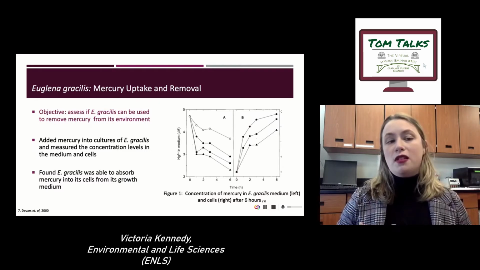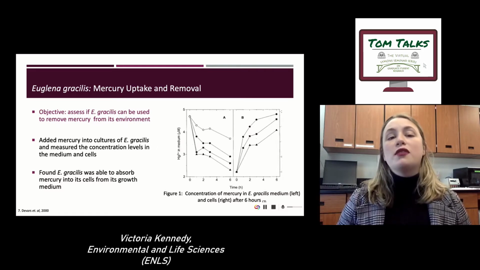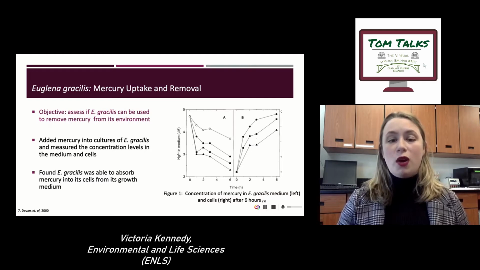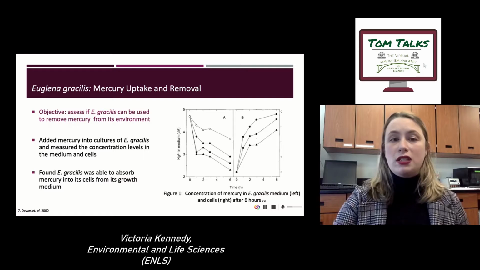Back in 2000, research was done to see whether or not Euglena was actually able to remove toxic metals. Researchers in 2000 added mercury into Euglena gracilis cultures and assessed the levels of mercury within not only the growth medium, but within the Euglena cells themselves. What they found was that over a 6-hour time period, as you can see in figure 1a, the concentration of mercury within the medium actually declined. During that same 6-hour time period, the concentration of mercury actually increased within the Euglena cells, meaning that the Euglena was actually removing mercury from its media and taking it up into its cells without just seeping it back into the medium. So this was pretty significant.